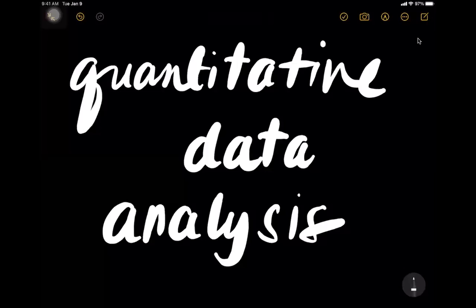Today, we will be learning about quantitative data analysis. Now, this part of our research process is expected to be done towards the end, meaning when you have already completed your data collection and that you are now approaching the conclusion part of your research. So, this is also just like any other step in your research process.